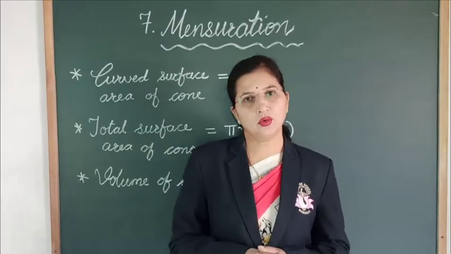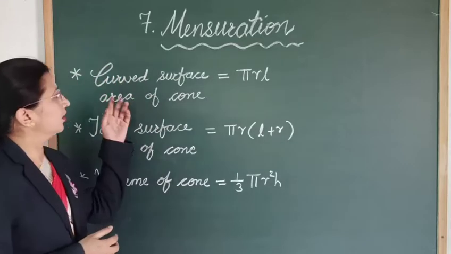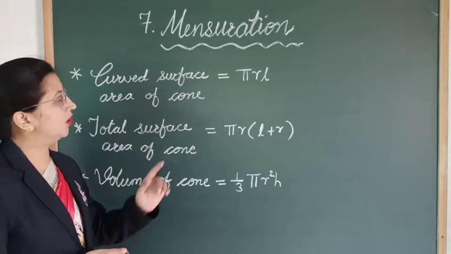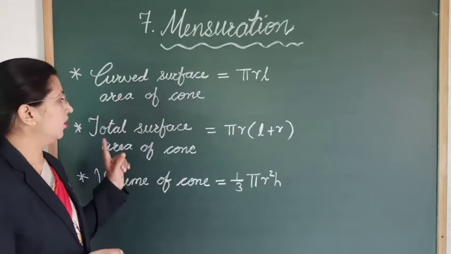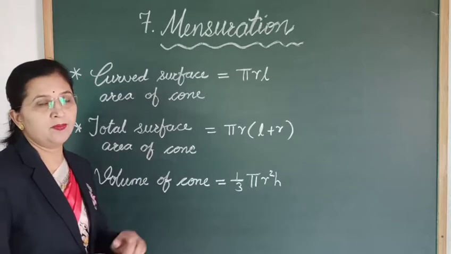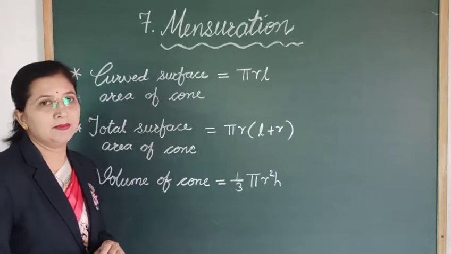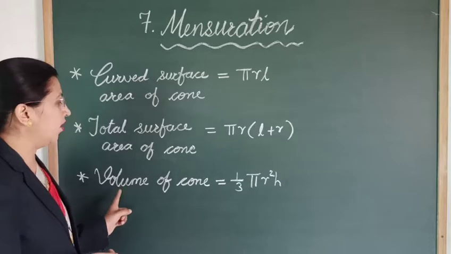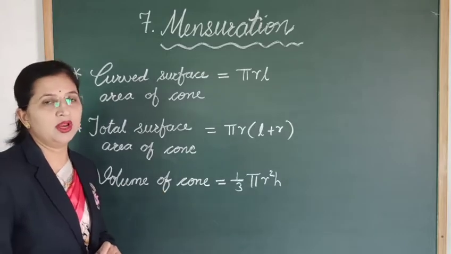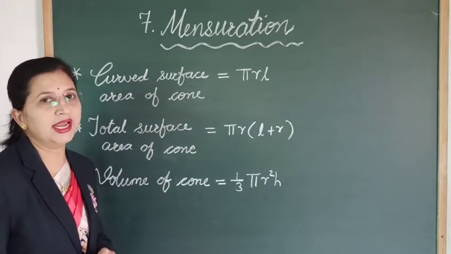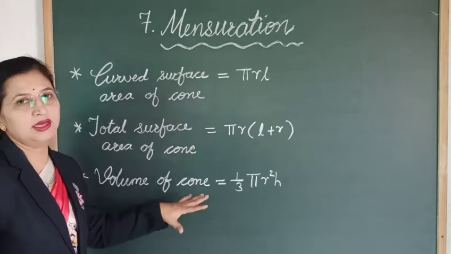Now let's see the cone. Curved surface area of cone is equal to pi r l. Total surface area of cone is equal to pi r into bracket l plus r, and volume of cone is equal to 1 upon 3 pi r square h. This is about the cone.